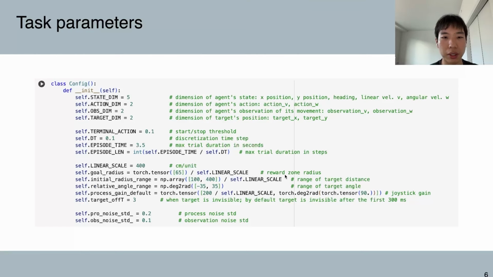That means, which is 65 centimeters. That means if you stop inside the circular reward zone, you'll be rewarded. Otherwise, you won't be rewarded. And we also define the range from which a target is sampled for each trial.